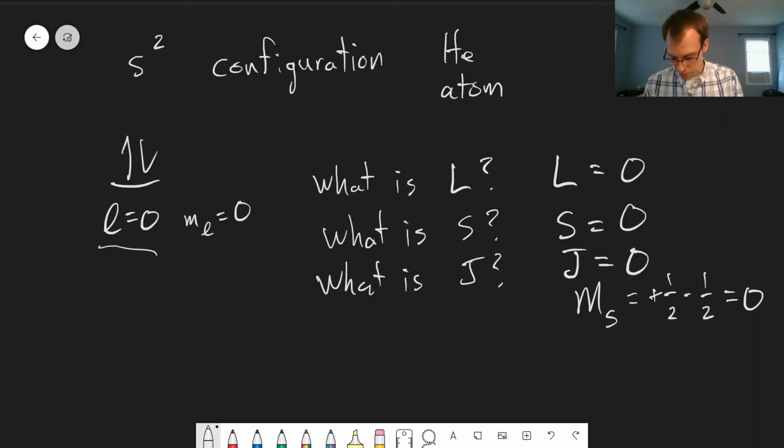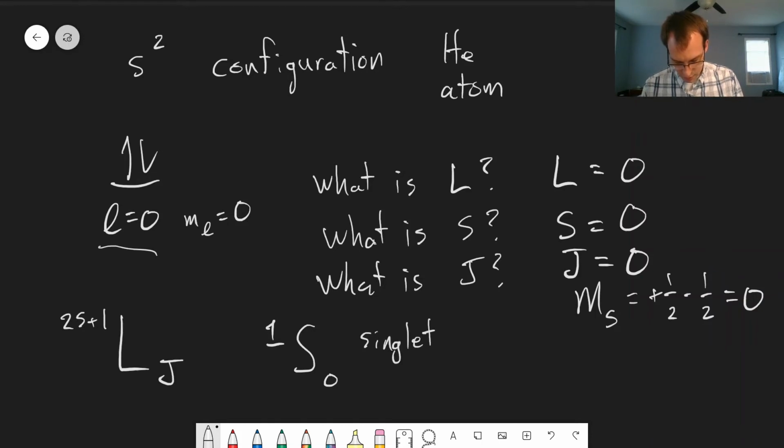And so the term that we give this, just a reminder of the notation we use, we have superscript 2S plus 1, then L, then subscript J. So using our numbers, 2S plus 1 is 1, because S is equal to 0. So we get 1, S, 0. And the way we pronounce this is singlet S0.